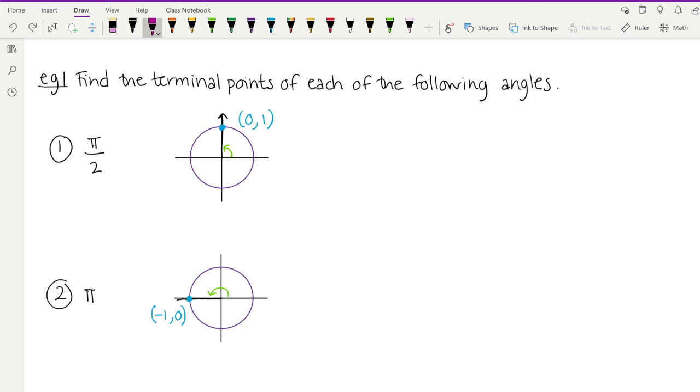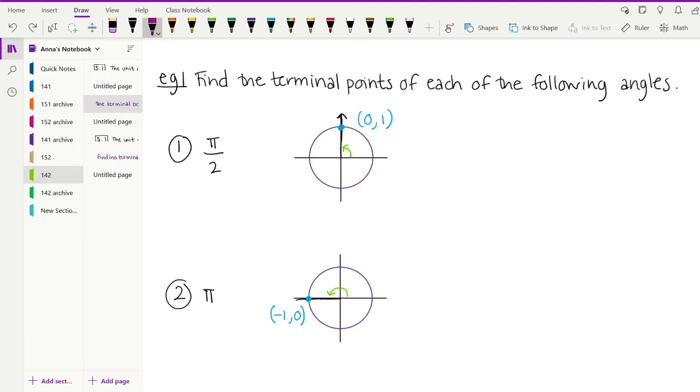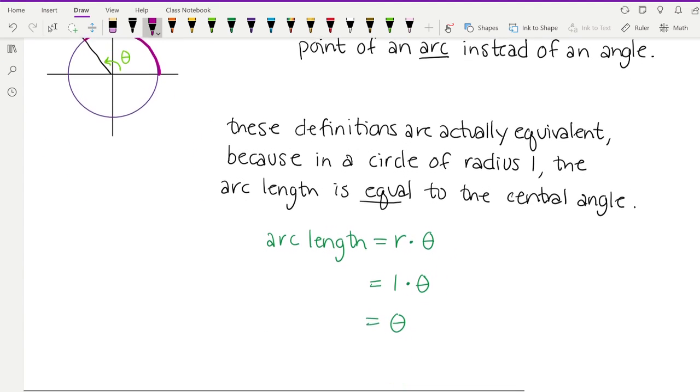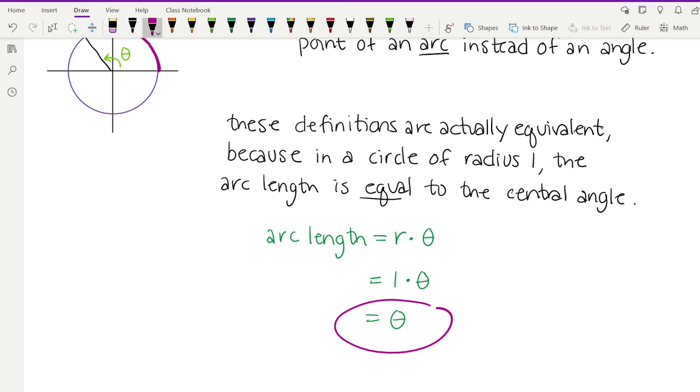So I don't want you to worry about that too much. I just want you to know that if you look in the book, you'll see that the language is a little bit different, but everything works out to be the same. And it really comes down to this arc length formula that we learned the other day.